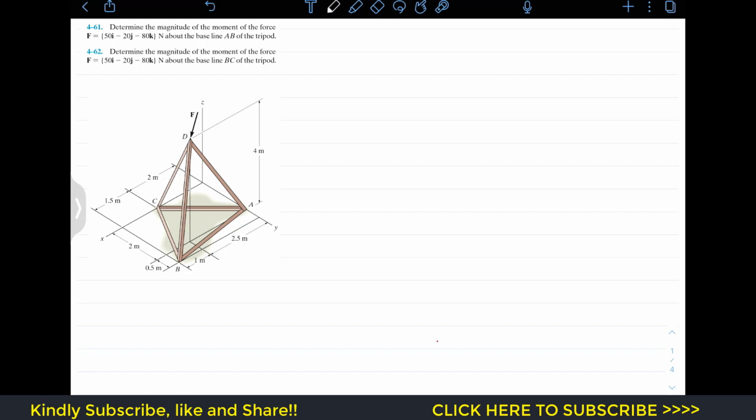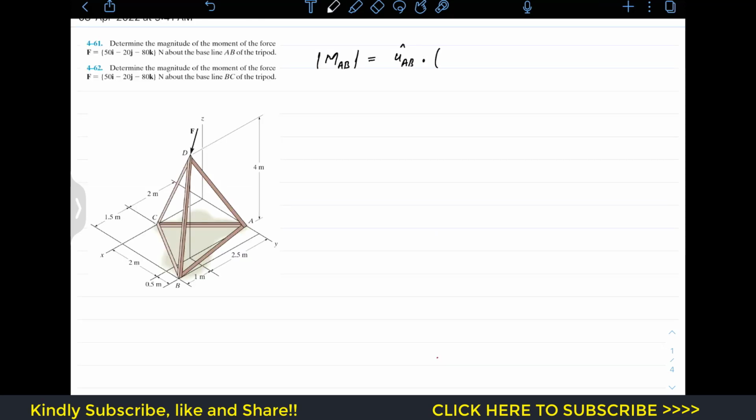To solve the first problem, let's say that the magnitude of the moment of the given force about AB will be equal to the unit vector along AB dot product with the moment of the force F about point A or point B, right? So let's define our position vector, that is the moment arm. Let's say that the moment arm for this force F is from B to D. So this is R_BD.